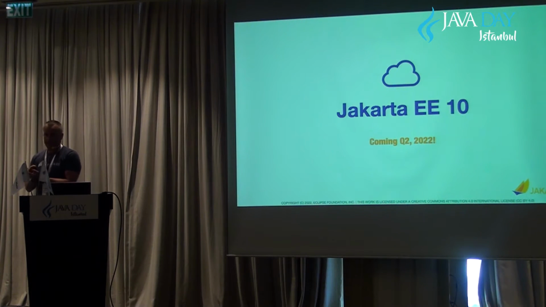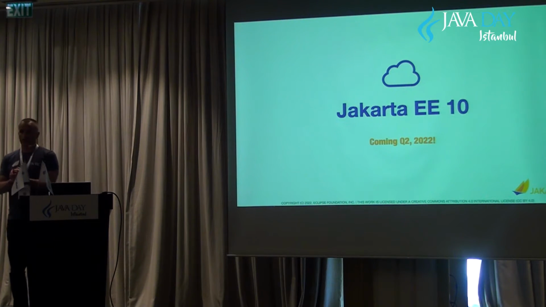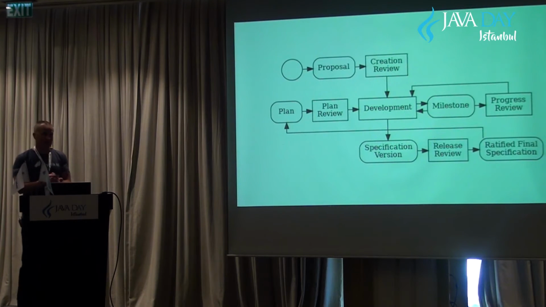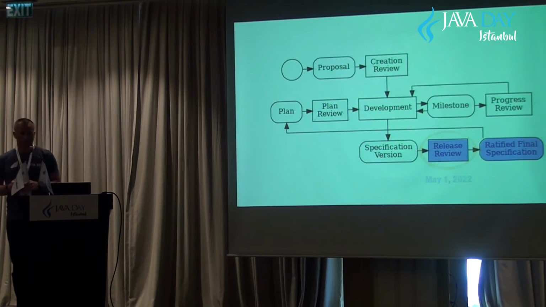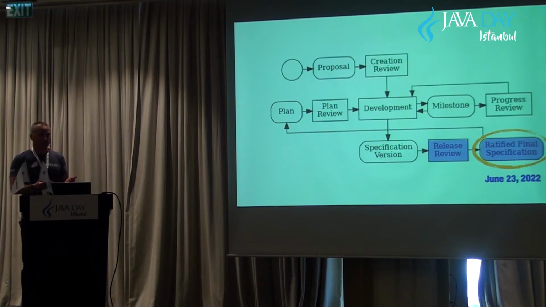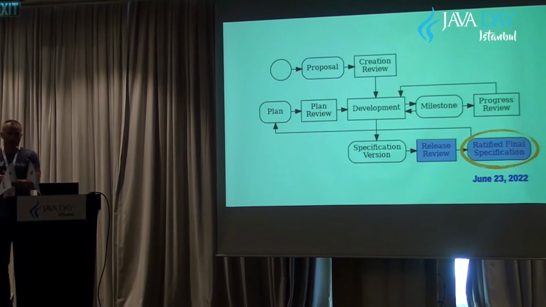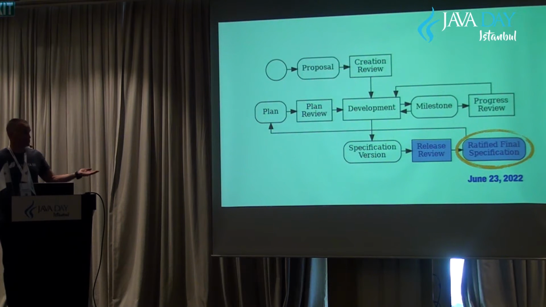And Jakarta EE 10 is the latest version of Jakarta EE, and it's coming in Q2. And as you all know, we are in Q2 now, and we are very close. The stuff going on now is doing the final. All the specifications have done their release review. They have the deadline of May 1st, and we're gathering everything together and building up the final specification of Jakarta EE and test suites and compatible implementations, and we're targeting June 23, around there is what we're hoping for. So end of June is Jakarta EE 10.